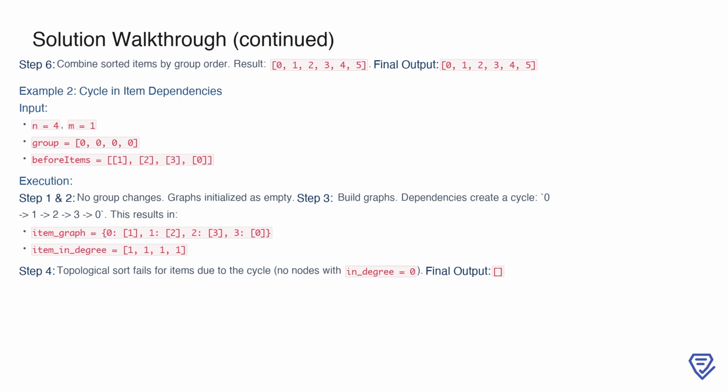Now, let's look at a different scenario where a cycle exists in the item dependencies. In this example, we have 4 items, all belonging to the same group. The before items array specifies that item 0 depends on item 1, which depends on item 2, which depends on item 3, and item 3 depends back on item 0, forming a cycle. Since all items are already in the same group, no changes are made to the group array. The graphs are initialized as empty at the start.